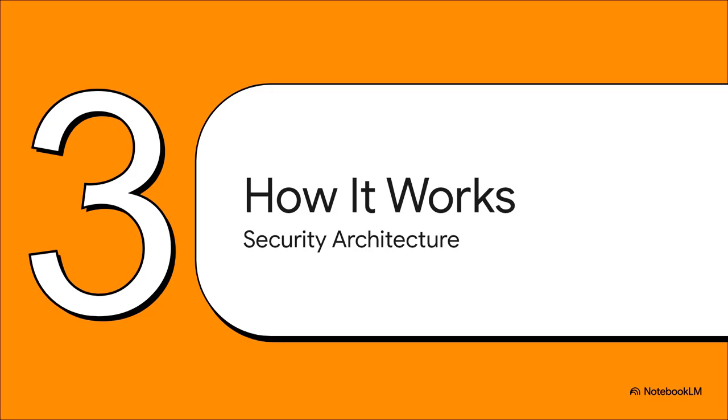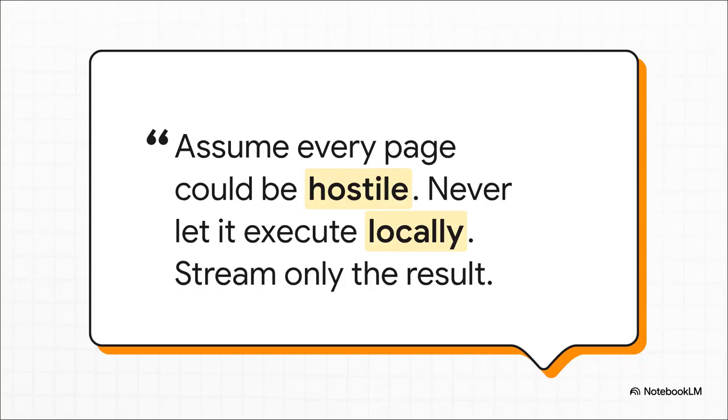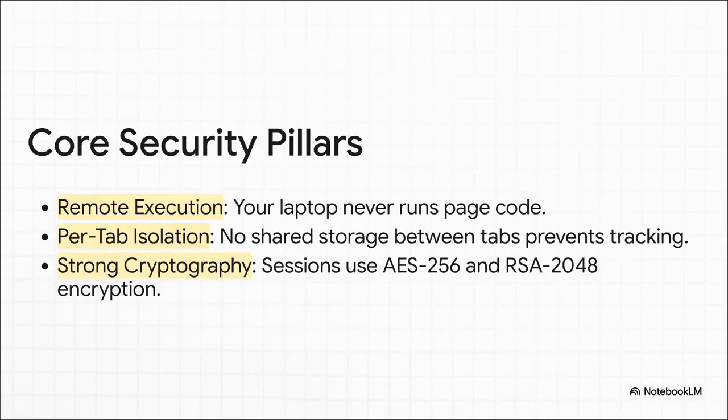All right, let's pull back the curtain and see how this magic trick actually works. The whole security and privacy setup is built on just a few simple but really powerful ideas. This quote right here captures the entire philosophy. It's what's known as a zero-trust model, and it completely flips the script on security. Instead of just hoping a website is safe, it assumes every single site could be hostile. And because of that, it never, ever gives a website the chance to run its code on your personal computer. That right there massively reduces your risk. So let's break down the core pillars that make this so secure. First, we've got that remote execution we've been talking about. Your laptop is basically just the screen.